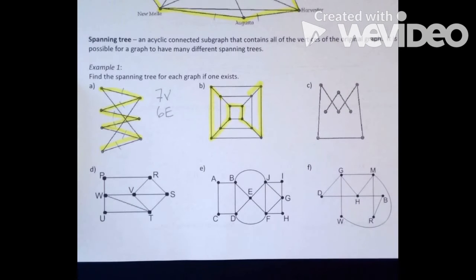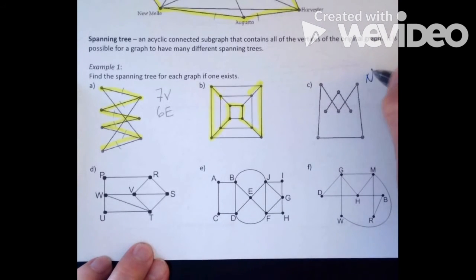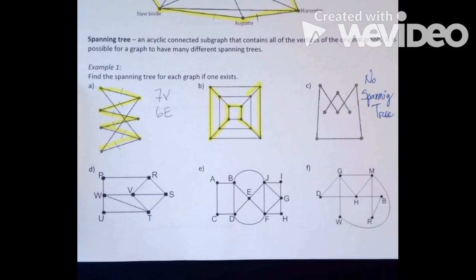In the next example, in example C, you should notice that this is not a connected graph, so no spanning tree. These two pieces, 1 and 2, are not connected, so there will be no spanning tree.